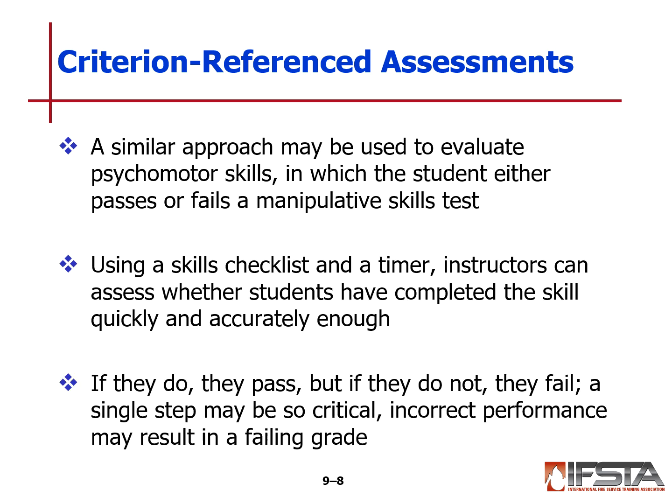A similar approach may be used to evaluate psychomotor skills, in which the student either passes or fails a manipulative skills test. Using a skills checklist and a timer, instructors can assess whether students have completed the skill quickly and accurately enough. If they do, they pass. But if they do not, they fail. A single step may be so critical that incorrect performance may result in a failing grade.